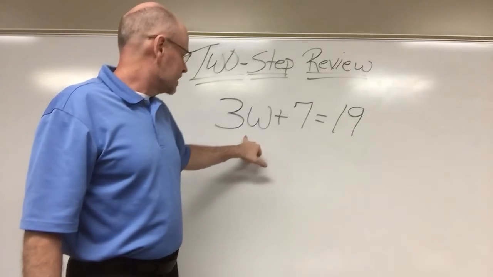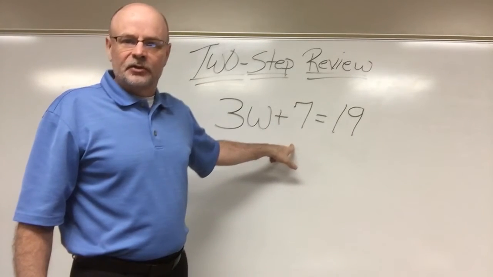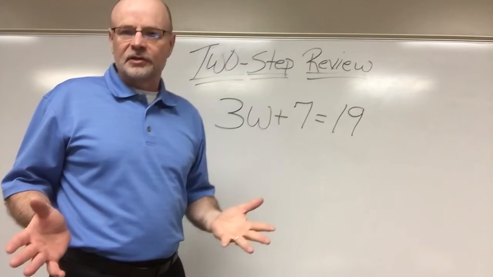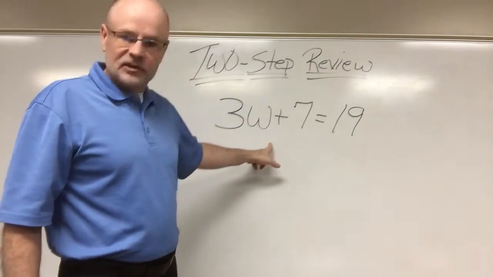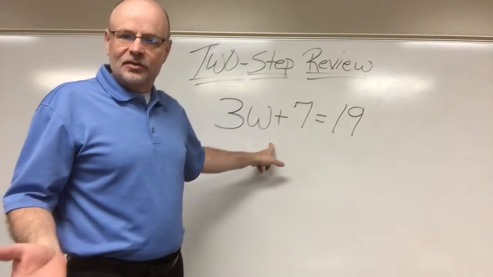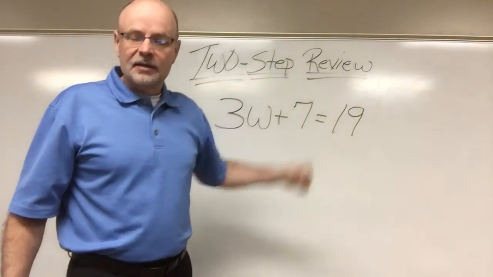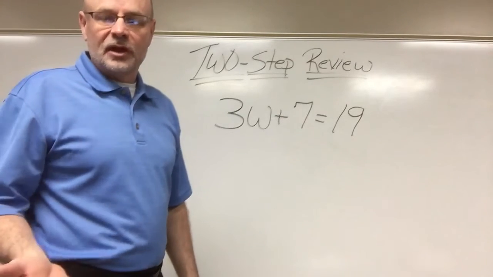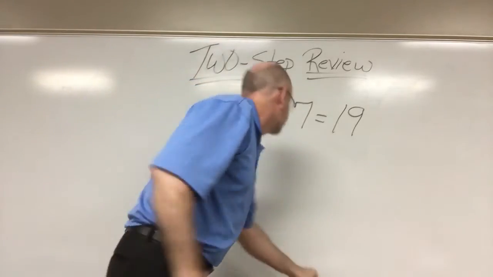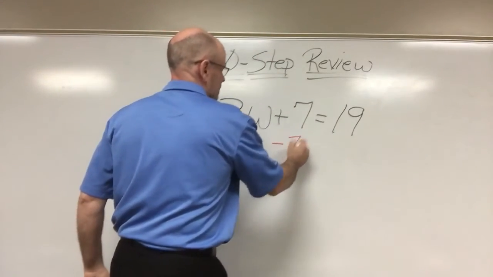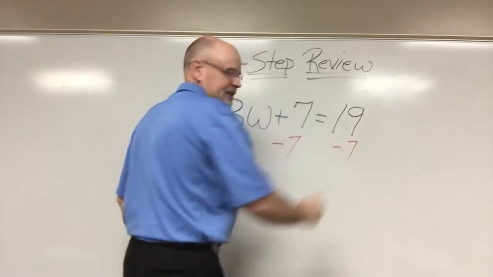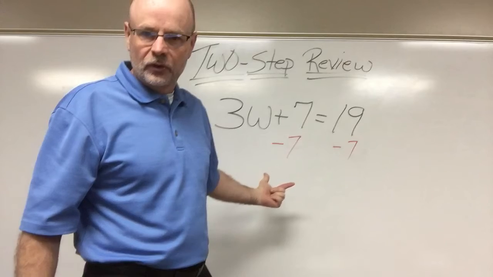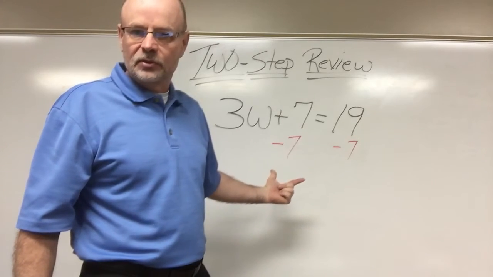So right here I have multiplication and addition. So I'm going to deal with the addition first. I'm going to use the inverse operation. So if I'm adding 7 to this expression, the thing that I can do first to start to unpack this 19 is do the inverse operation, which is subtraction. So I'm going to subtract 7 from both sides. So I'm going to subtract 7 here, and then I'm going to subtract 7 from 19 because I'm trying to unpack that 19. I'm trying to work backwards to find out what that variable w is.